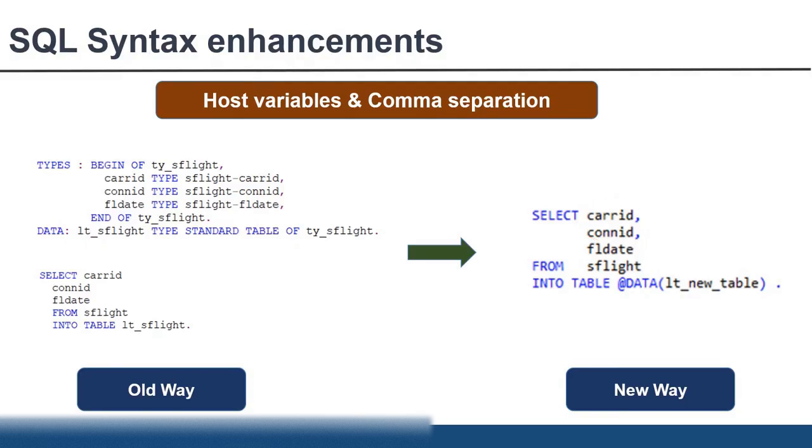@ is also known as escape variable, which will help you to escape the checking of this internal table during the activation. Or otherwise, it will give you error saying that the internal table doesn't exist. In this example given on the screen, the internal table LT_new_table at the end will have three fields: CARRID, CONNID, and FLDATE.